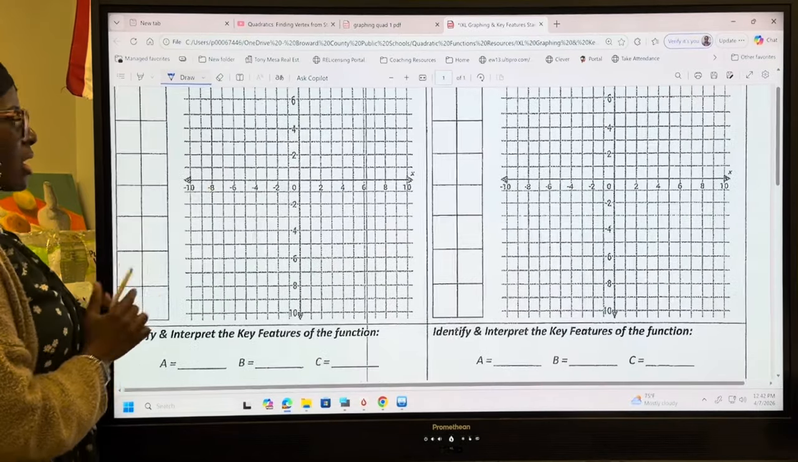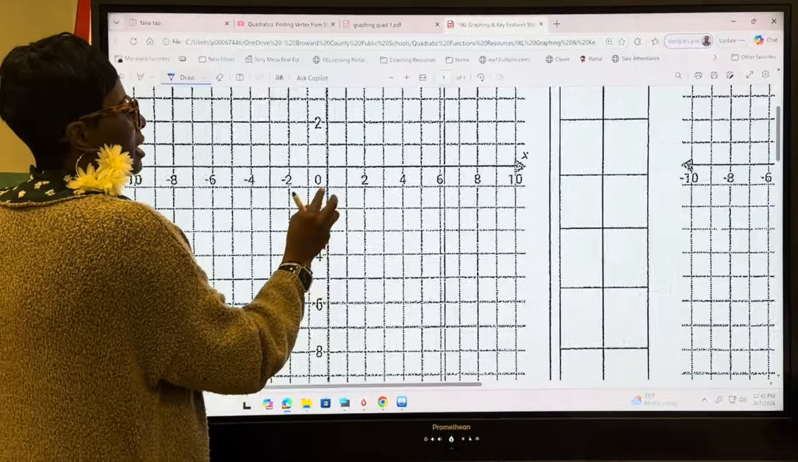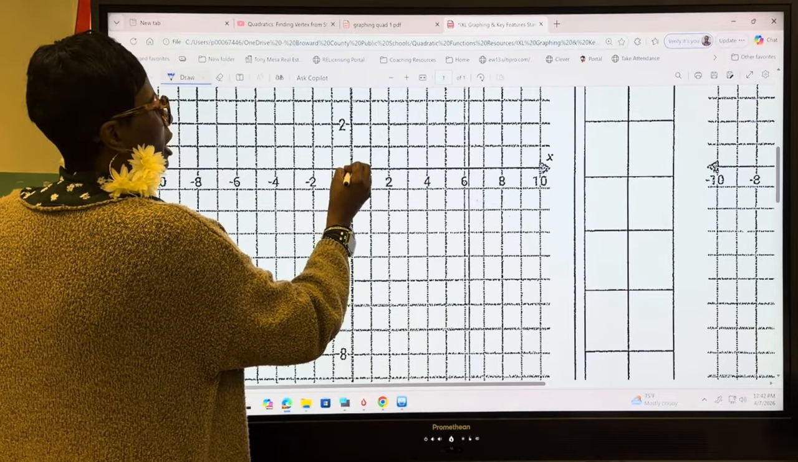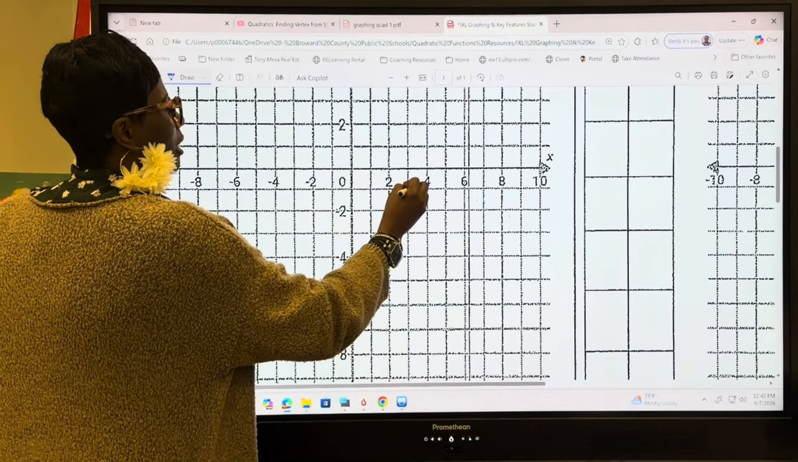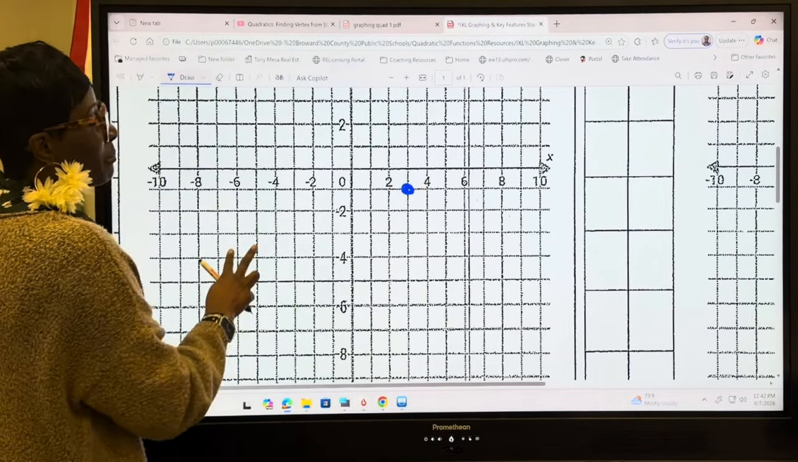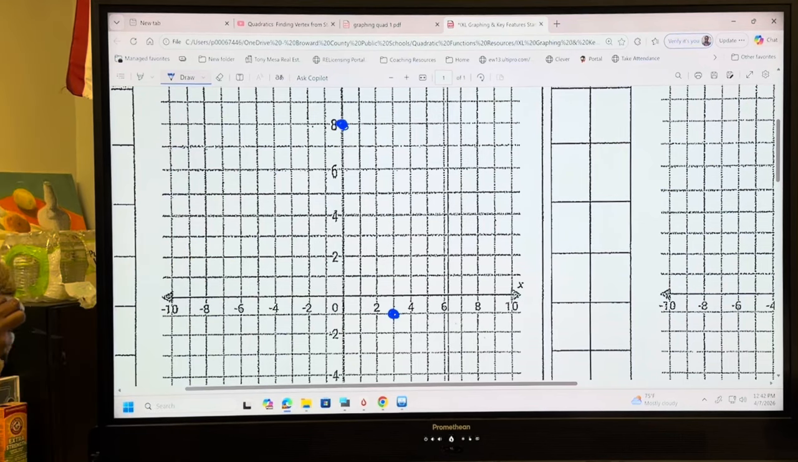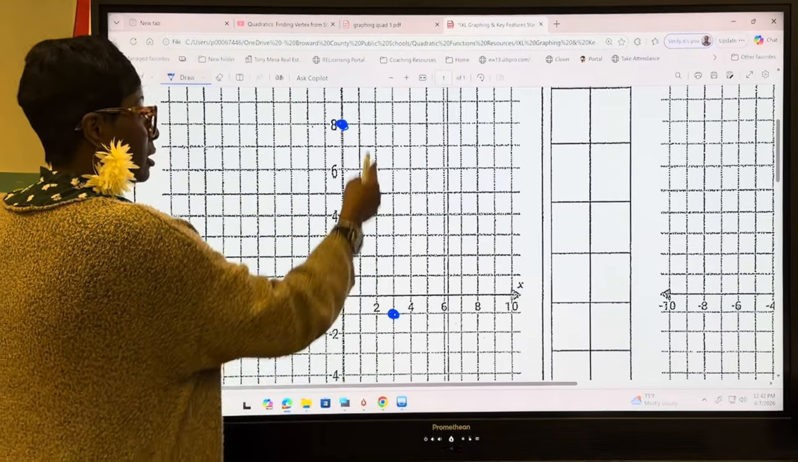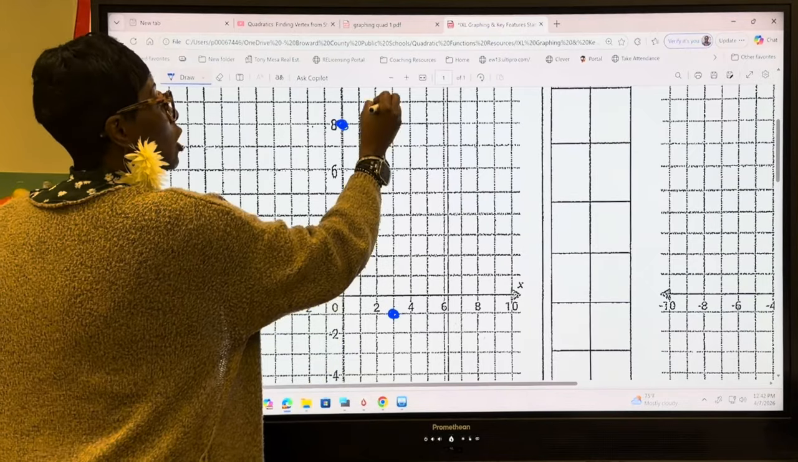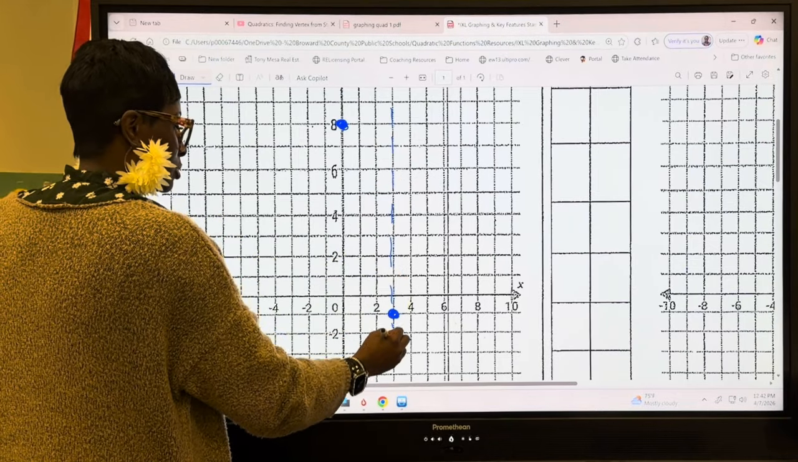I'm gonna plot that point, aren't I? Yes. I'm gonna go right 3 and down 1. So start at the origin. I'm gonna go right 3 and down 1, and I got a point that goes right here. Now remember, how many points do you need to make a parabola? You only need 3.